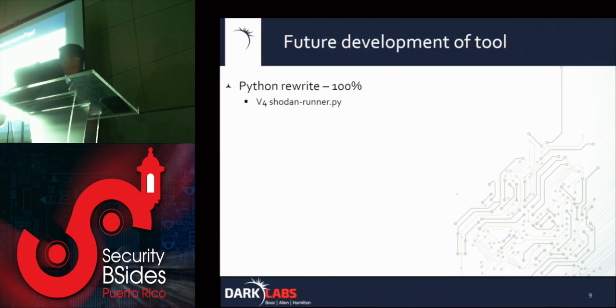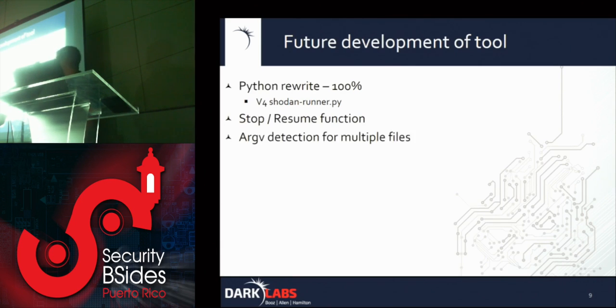So our Python rewrite for this tool is already 100%. We're going to probably release it in the next couple of weeks as version 0.4. There's no more bash. It's all written in Python. It's pretty easy. We want to do a stop and resume function, so that if your scans get interrupted, you can resume. What I mentioned about the argv for the multiple files, we'll throw that in there.